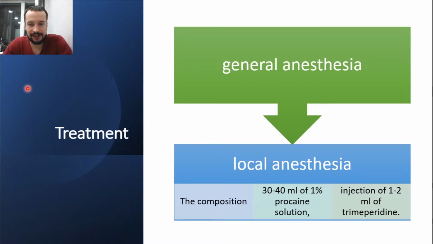Treatment, and this is very interesting for you, I think. Hip dislocation is an injury in which immediate reduction is necessary. General anesthesia is used, and only if it is impossible to perform general anesthesia, we can use local anesthesia. 30-40 milliliters of 1% procaine solution is injected into the joint, complementing the analgesic effect with an injection of 1-2 milliliters of another type of painkiller.